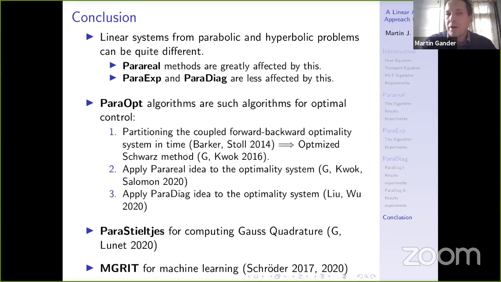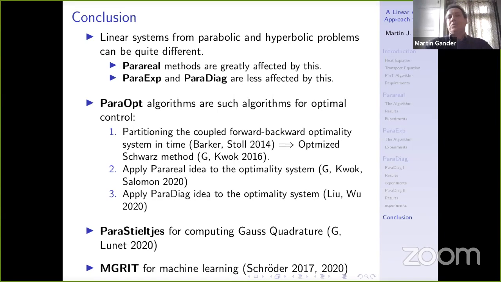And I've shown you that the parareal type methods are greatly affected by the difference of these two, whereas ParaExp and ParaDiag are much less affected by this because they have a mechanism to propagate over long distance also fine information in the solution. There were two more algorithms I would have liked to explain, but I just mention them now in the conclusion.